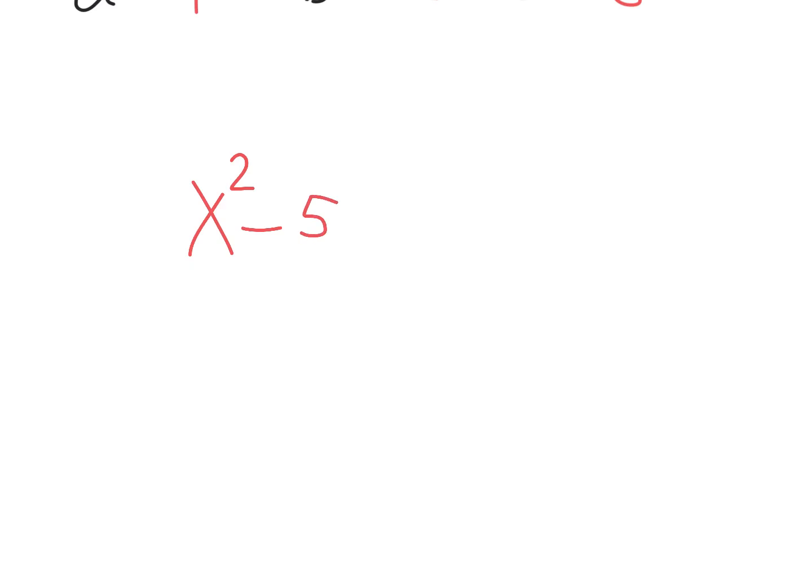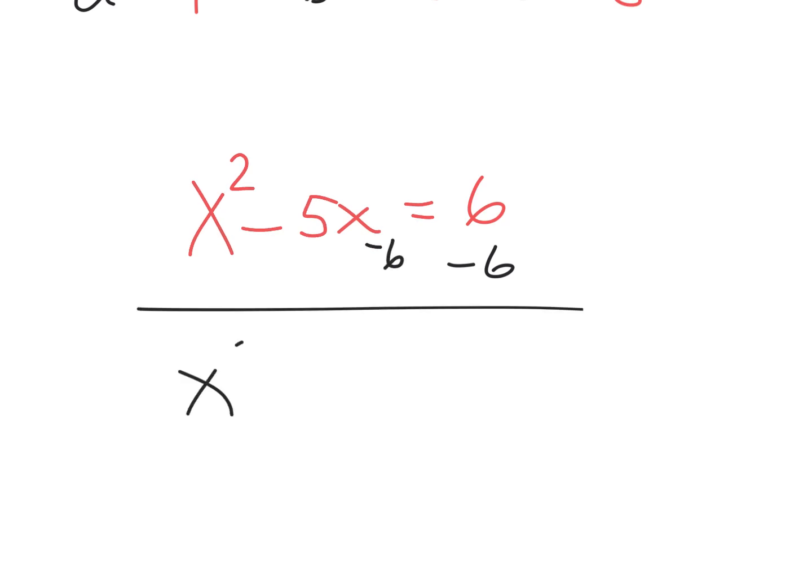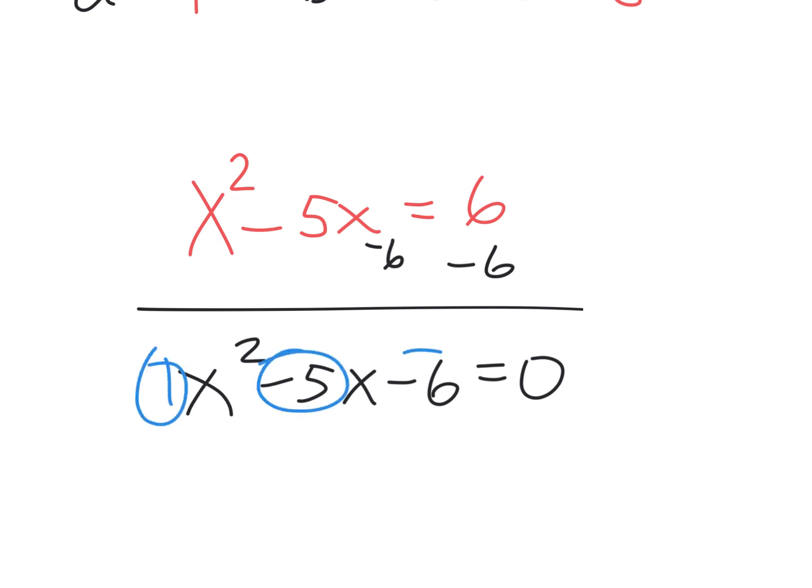x squared minus 5x equals 6. Now what's A, B, and C? Hint, you can't even start until you do something first. Yep. Now you could tell me what A, B, and C are. If you tried to do it before, you'd have messed up the 6. If you'd have just thought, well, it's 1 and -5 and 6. Nope. It's 1, -5, and -6.